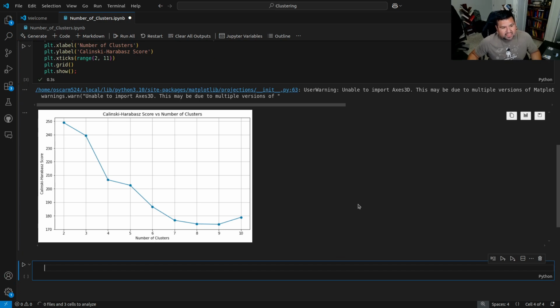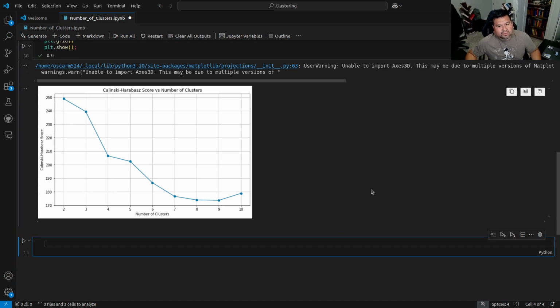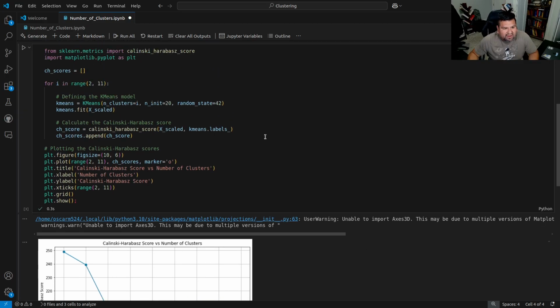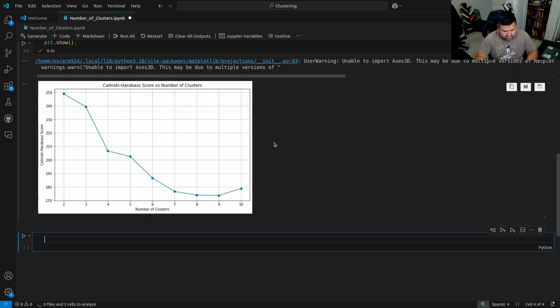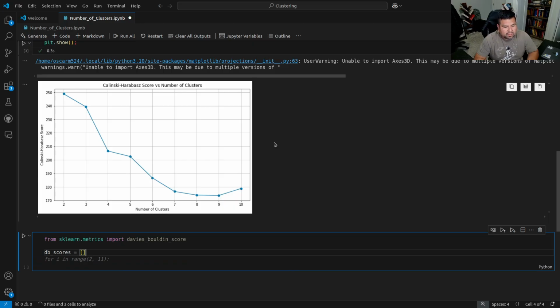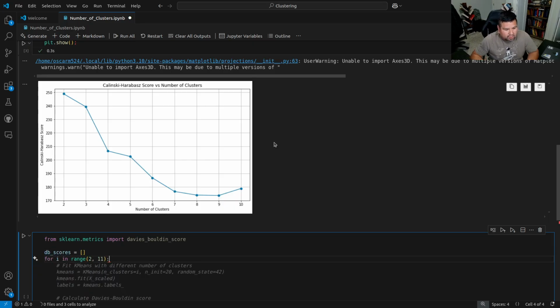Now let's go over the second metric. The second metric is the Davies Bouldin score. It's going to be very similar to what we have here. So we start with from sklearn.metrics, import davies_bouldin_score, DB score. So we start looping through that.